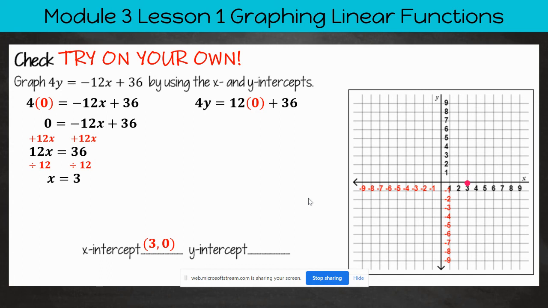Now I'm going to graph my y-intercept. When I plug in 0 for my x, I'm going to get 4y is equal to 12 times 0 plus 36, which simplifies to be 4y equals 0 plus 36, which means 4y is equal to 36. Divide by 4 on both sides, and y is equal to 9. So my y-intercept is at the point 0, 9. Then I can graph that point, connect the dots, and graph my line.